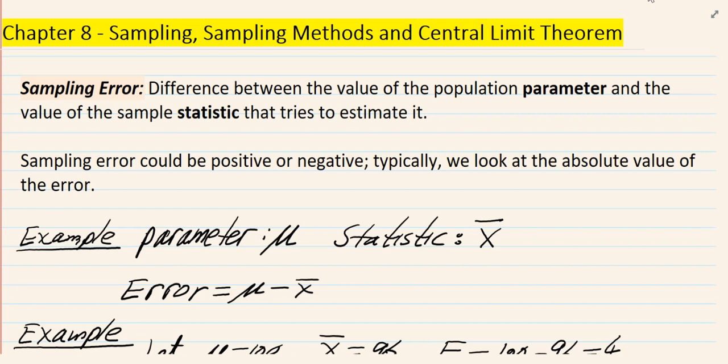In Chapter 8, we're going to talk about sampling methods and the central limit theorem. Before we actually get to those, let's begin by talking about sampling error.